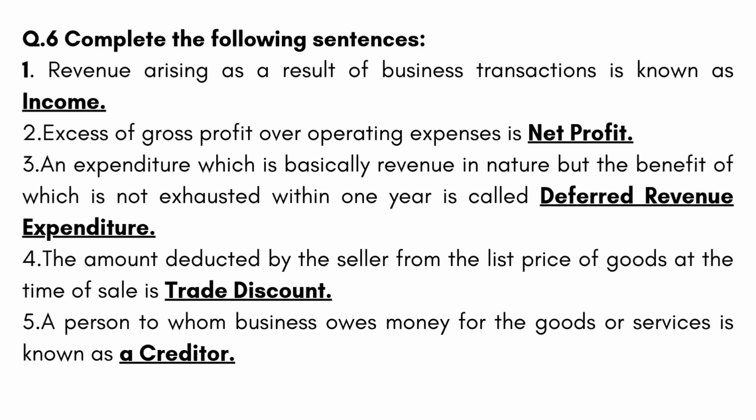Q6. Complete the following sentences. 1. Revenue arising as a result of business transactions is known as income. 2. Excess of gross profit over operating expenses is net profit. 3. An expenditure which is basically revenue in nature but the benefit of which is not exhausted within 1 year is called deferred revenue expenditure. 4. The amount deducted by the seller from the list price of goods at the time of sale is trade discount. 5. A person to whom business owes money for the goods or services is known as a creditor.